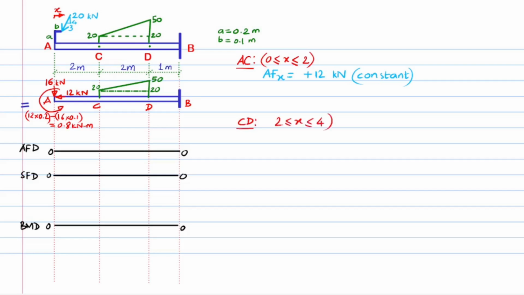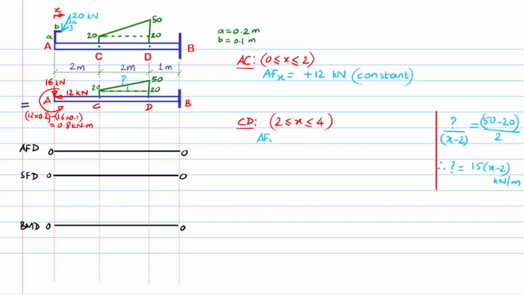For region CD for which x ranges between and including values 2 and 4 meters, we first find the ordinate of the unknown uniformly varying load at a distance x meters from the reference. We denote it by the question mark symbol, and using the similar triangles theory, we write question mark over x minus 2 equals 50 minus 20 over 2, giving question mark as 15 times x minus 2 kilonewton per meter.